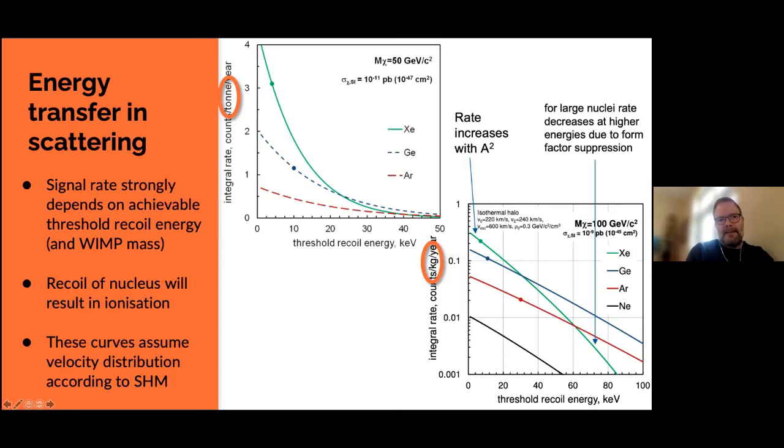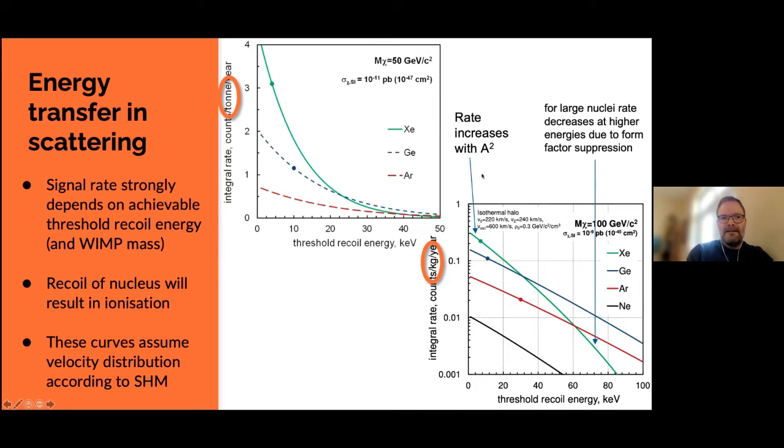So the signals that you get out are of order, so the recoil energies are of order tens of kilo electron volts. But you see the rate that you can observe drops off fairly quickly. And so the further down you can go in threshold, the better is your chance of observing a dark matter interaction, because you include more of the spectrum.